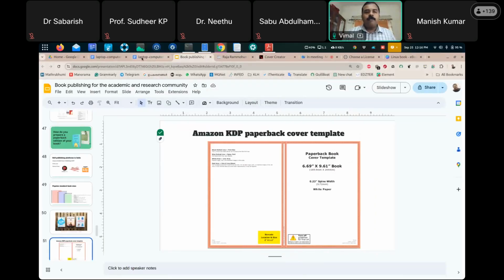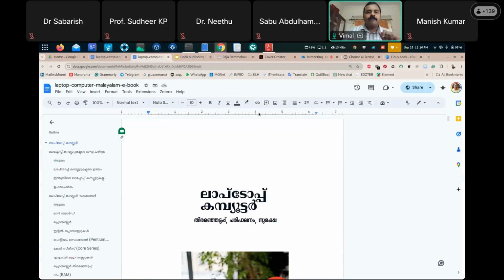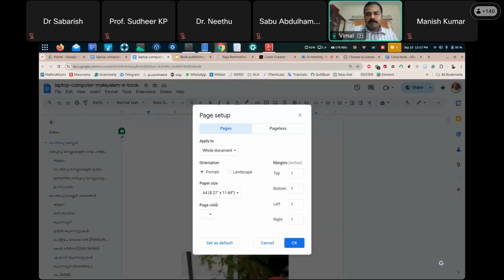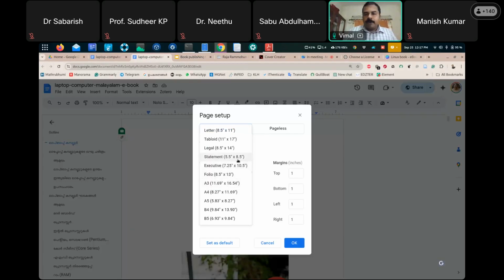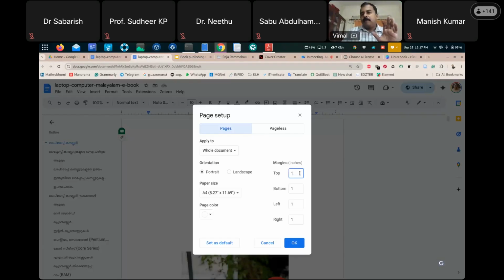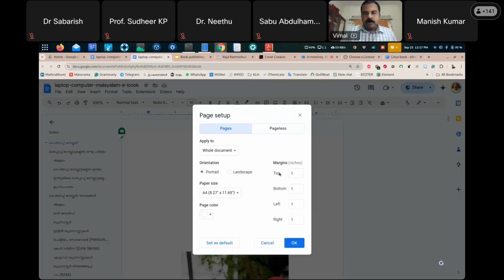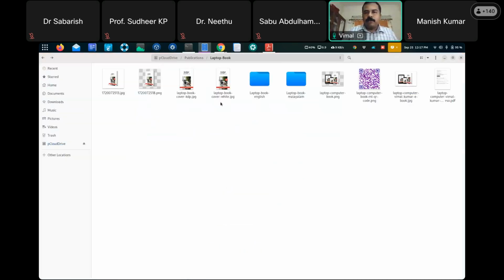That's very easy. Suppose I have prepared the book in Google Doc in A4 size format. You can convert the measurement for paperback in page setup. See here, the 5.5 by 8.5 measurement is there, convert it. And in paperback, we have to change the margins. A 1 inch margin is not necessary. 0.75 is enough. Your book is ready for print as a paperback edition. Okay, convert it, export it as a PDF version. I will show you the book.